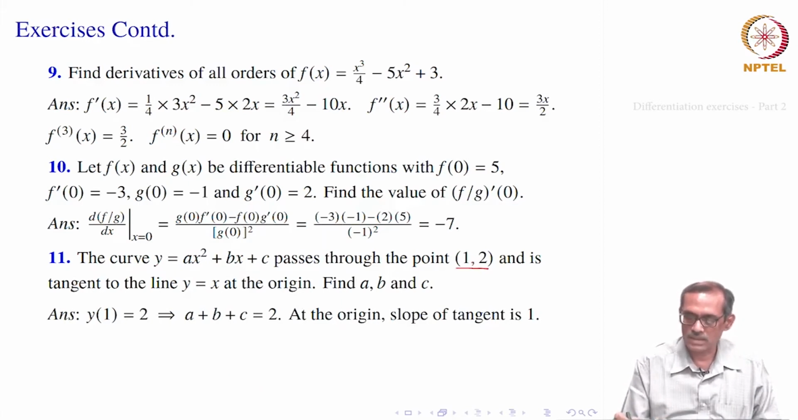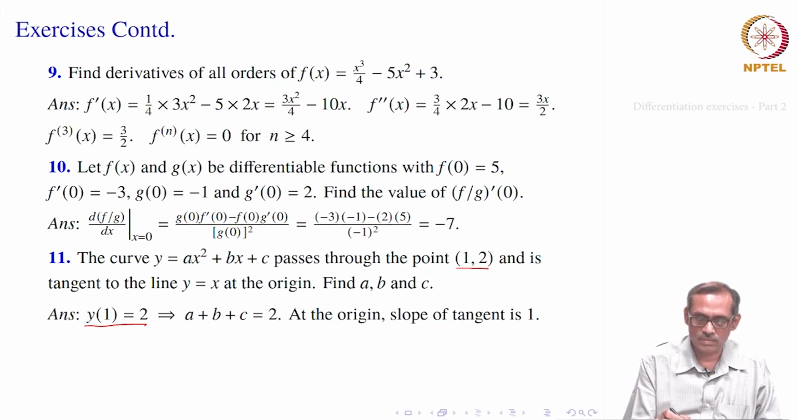So, y will be 2 when x equal to 1, that is y of 1 equal to 2. So, once we substitute y of 1 equal to 2, the left side gives 2 and the right side gives a plus b plus c. So, a plus b plus c must be equal to 2.